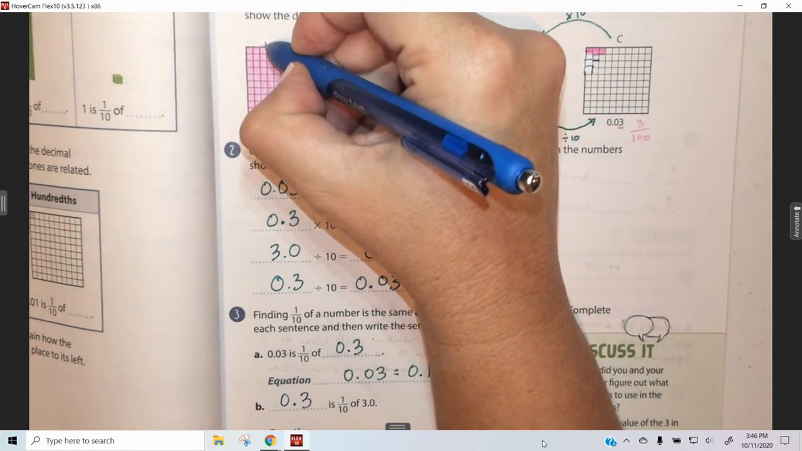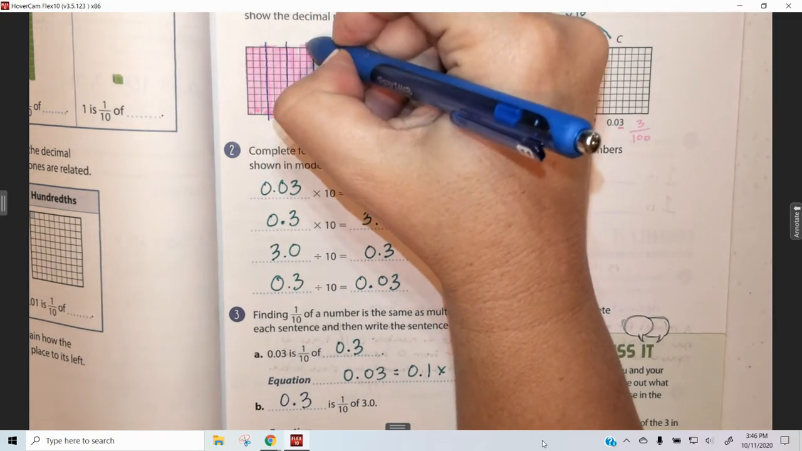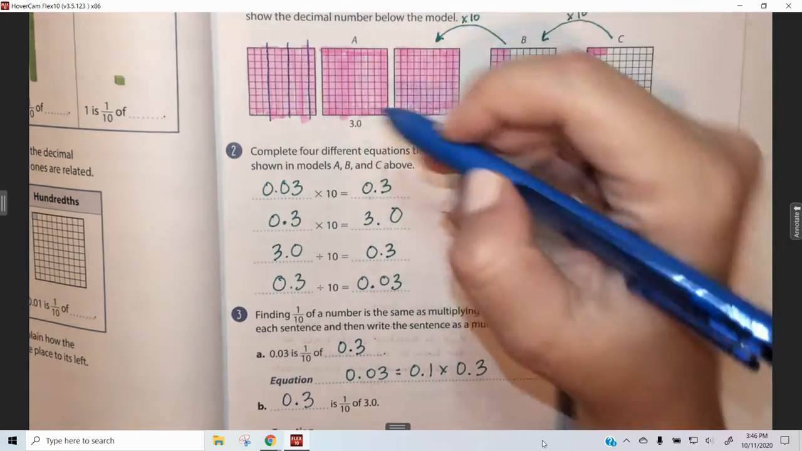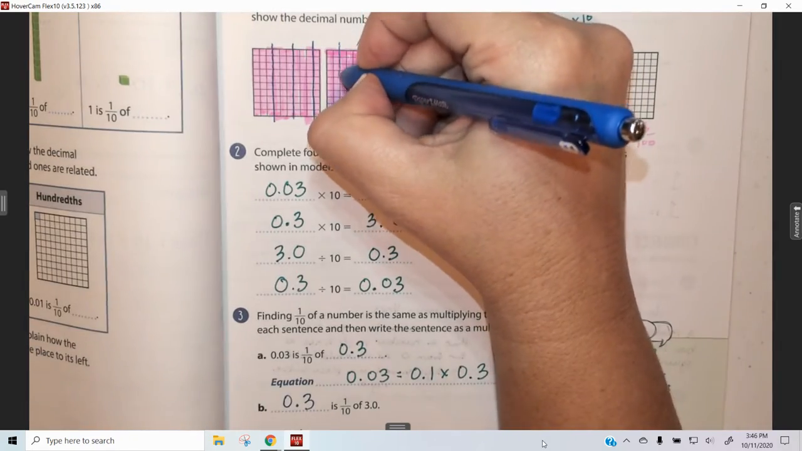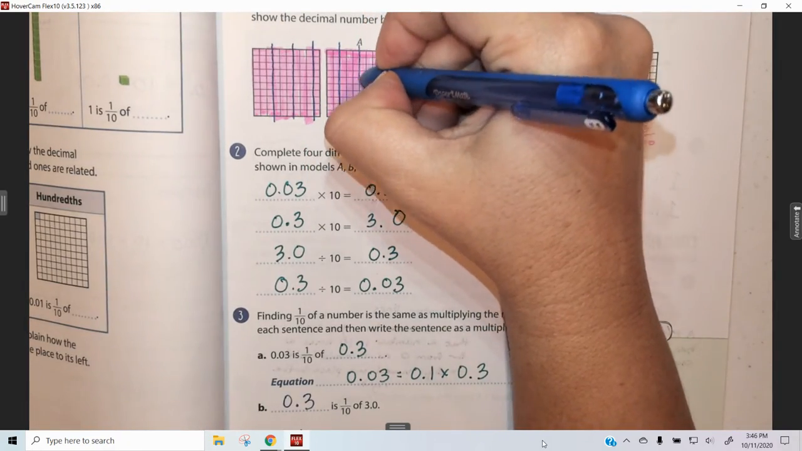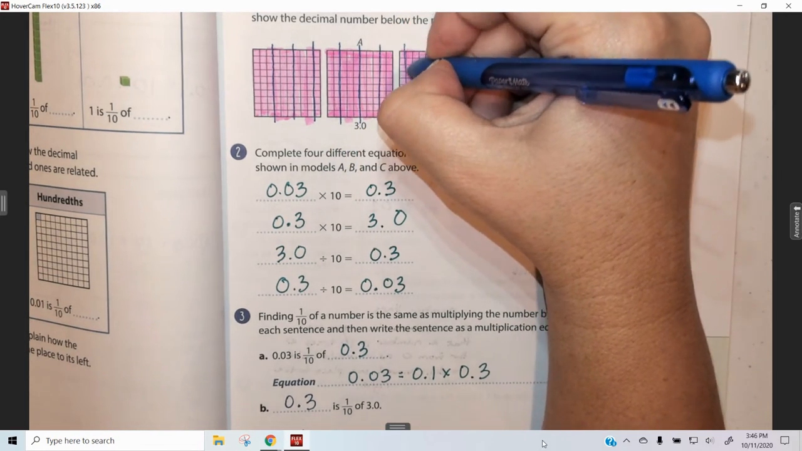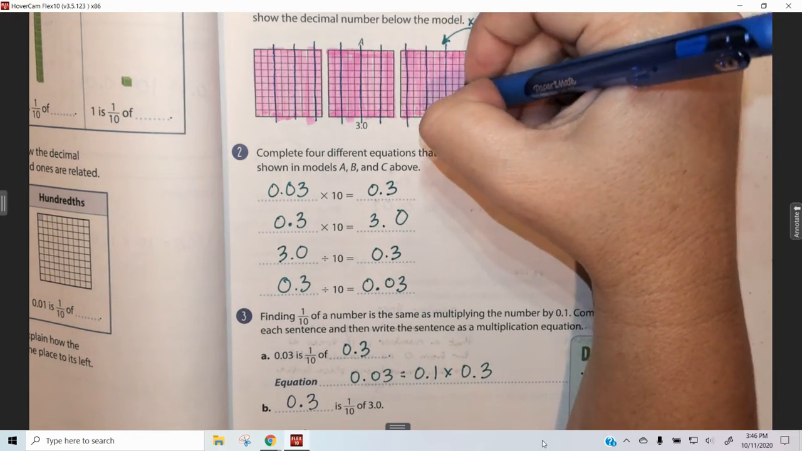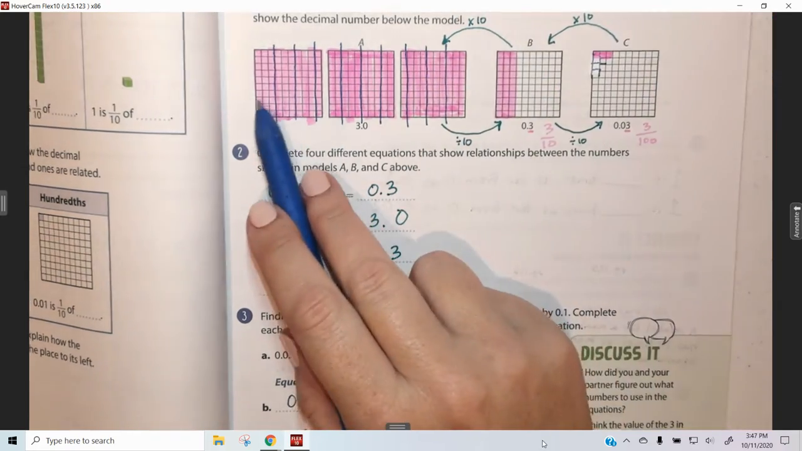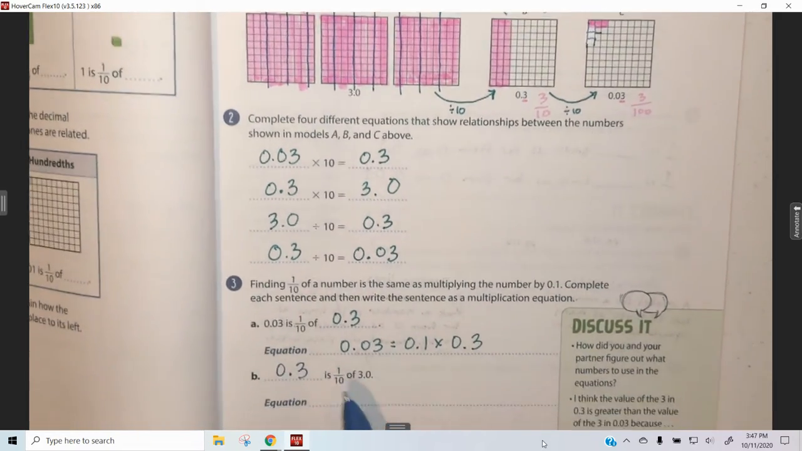If we broke this into 10 parts, there's 1, there's 2, there's 3. We're going to take this 10th and add it to 2 more over here. There's 4, 5, 6, 7, 8, 9, 10. So we took this 3 and we divided it, down here, sorry.